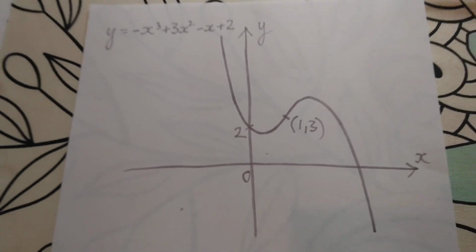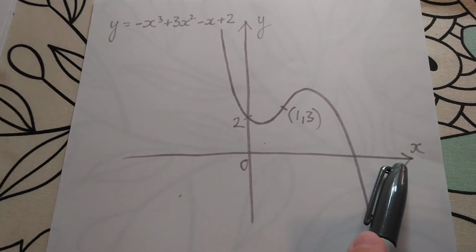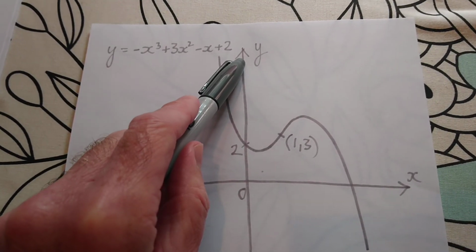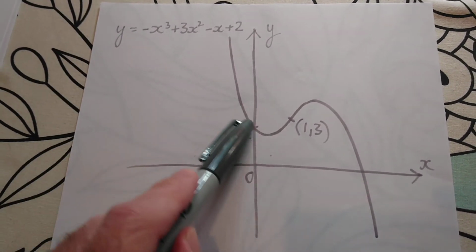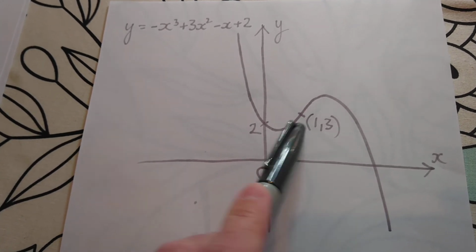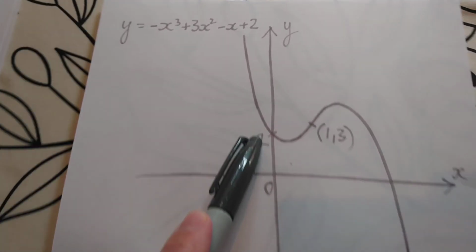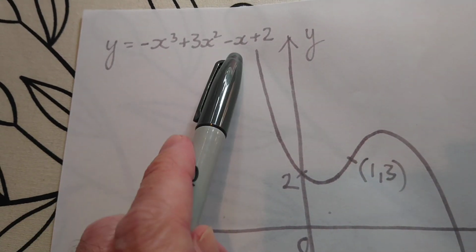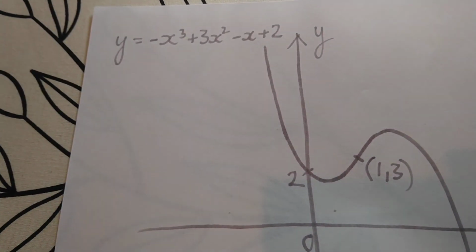which looks something like this. So we've got x-axis with an arrowhead and x, y-axis with an arrowhead and y. We have our cubic curve. We've labelled the point 1, 3 on the point of inflection. We've labelled the y-intercept. And then finally, we've labelled the curve with the equation that we worked out. And that's all. That's everything done.